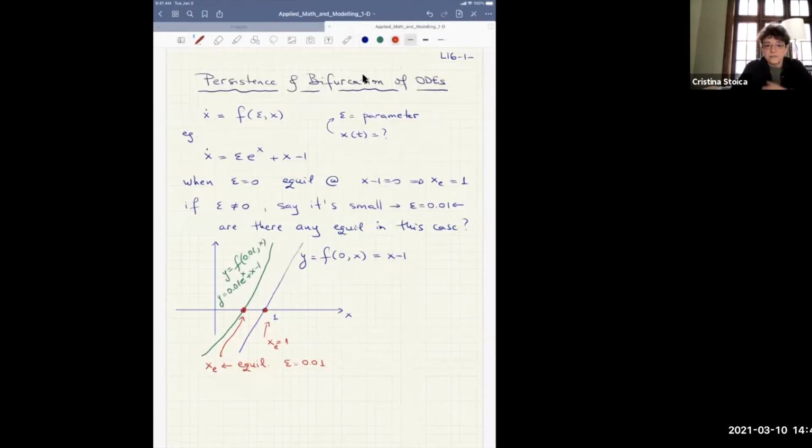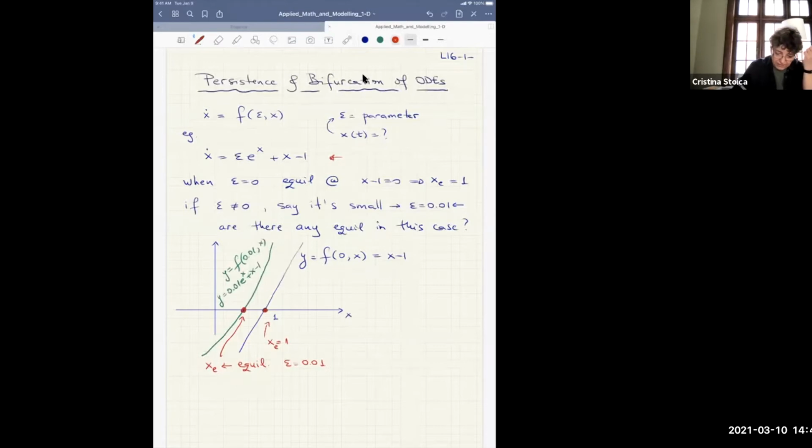So now the question is, how come this equilibrium still persists? That's the language you use: it survives these little perturbations of epsilon. So can we say a priori, just looking at the right-hand side, at this function, if this equilibrium will persist, or can we find some sufficient conditions that this equilibrium will still be there? And the answer is yes, we can.